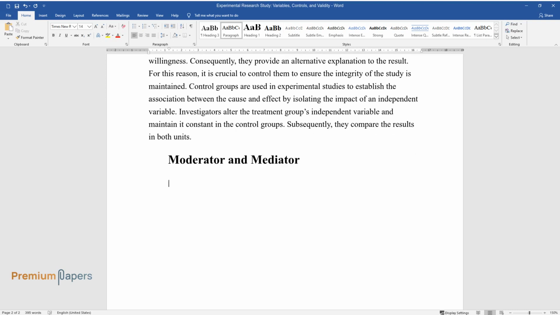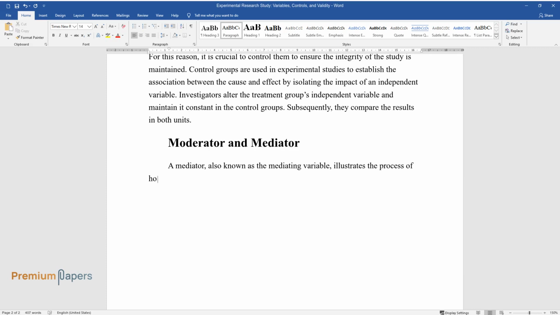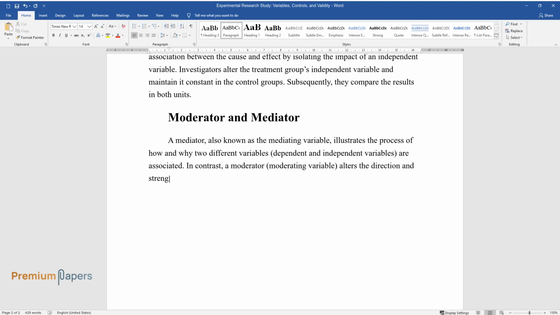Moderator and mediator. A mediator, also known as the mediating variable, illustrates the process of how and why two different variables, dependent and independent variables, are associated. In contrast, a moderator, or moderating variable, alters the direction and strength of the aforementioned relationship.